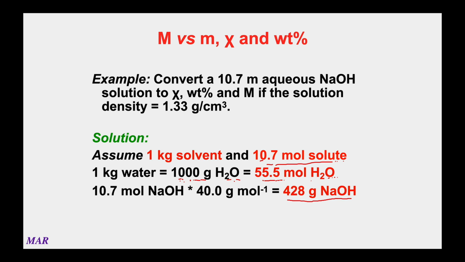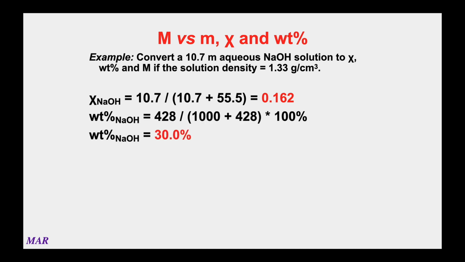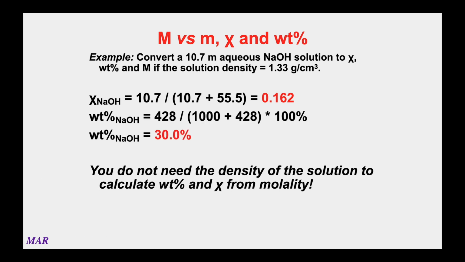Now we can start putting them together into the first units. Mole fraction is moles of what you're looking at divided by total moles. So mole fraction sodium hydroxide, 10.7 moles NaOH divided by total moles, 10.7 moles of NaOH plus 55.5 moles of water, mole fraction 0.162.